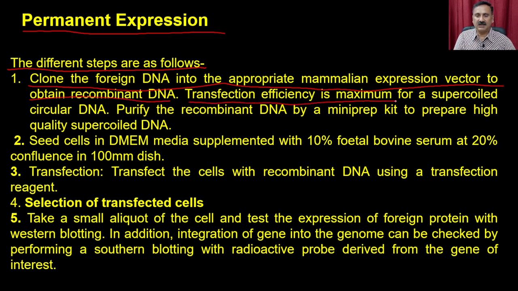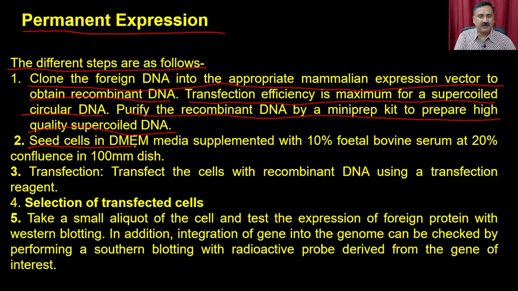Transfection efficiency is maximum for supercoiled DNA, so you can purify the recombinant DNA with a mini prep kit to prepare high quality supercoiled DNA, okay? Because the transfection efficiency actually increases the chances of the DNA being integrated into the genome. You seed the cells in DMEM media supplemented with 10% FBS at 20% confluency in a 100 mm dish.